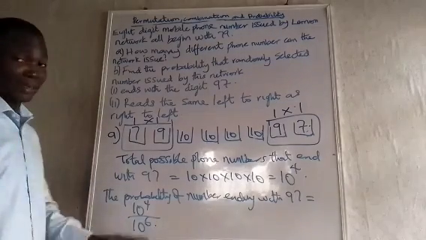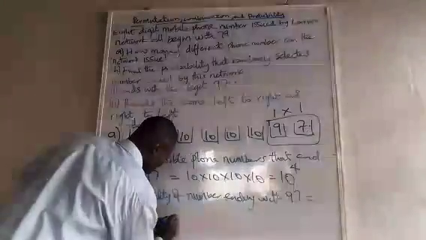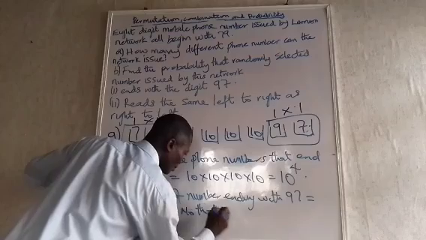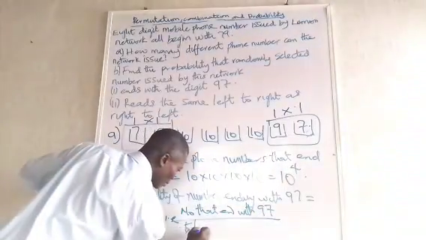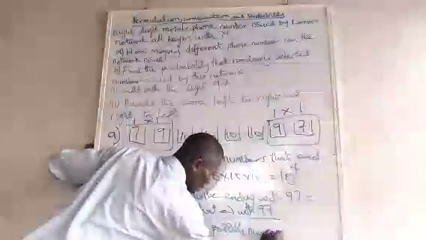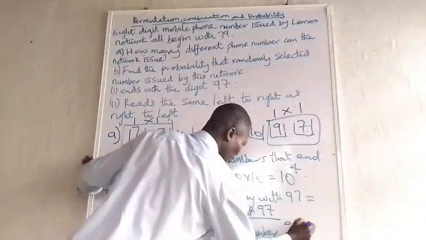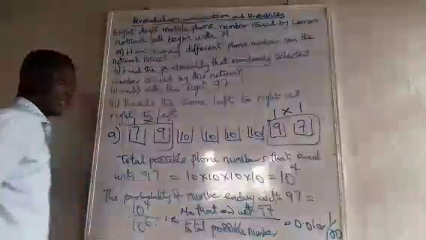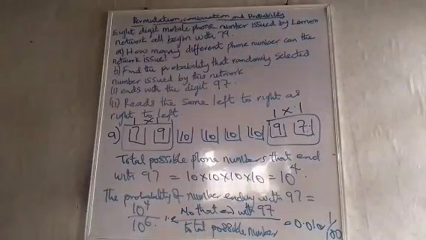And how do we get the 10 raised to the power 6? You remember the 10 raised to the power 6, that is the total possible numbers that can be issued. That is, numbers that end with 97 over total possible number is equal to 0.01 or 1 over 100. So that is the probability for a number that ends with 97.